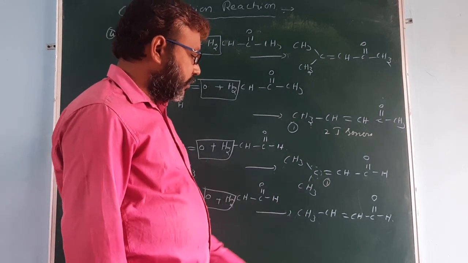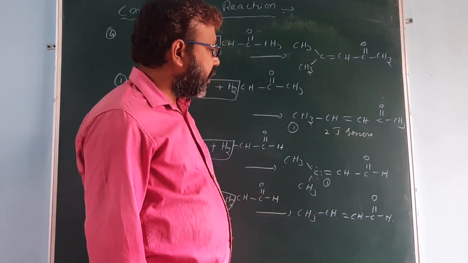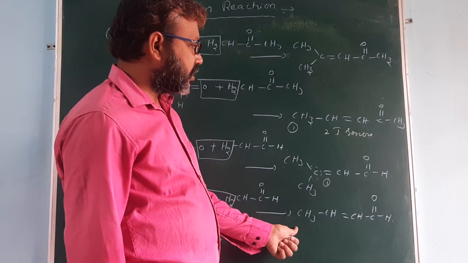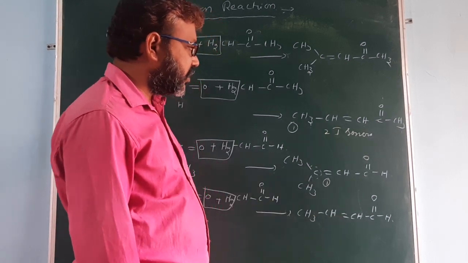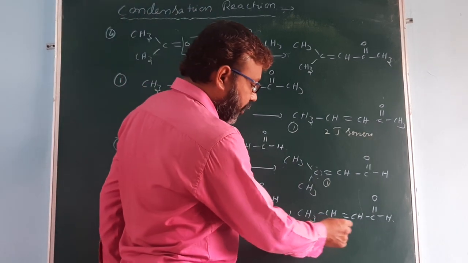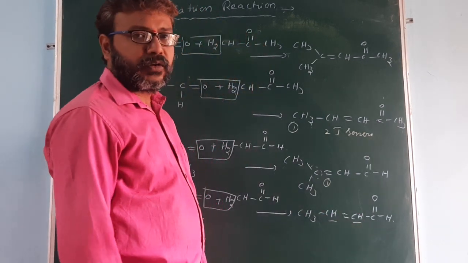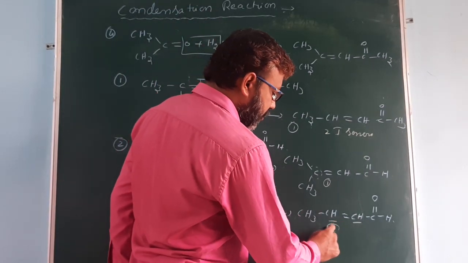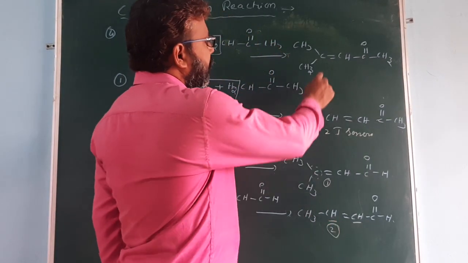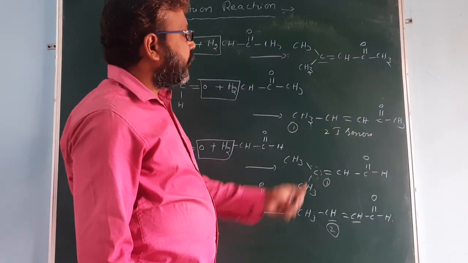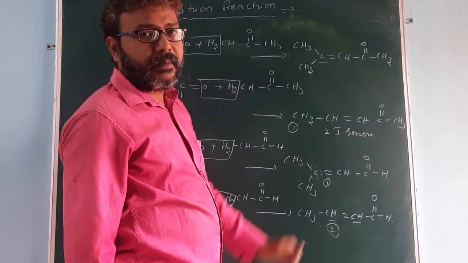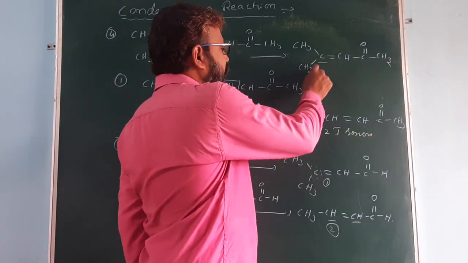In the third one, this compound can exhibit geometrical isomerism, because these 2 carbons are bonded with 2 different groups. Cis and trans isomers. It gives 2 products. So the last one, this carbon is bonded with 2 similar groups. It cannot exhibit geometrical isomerism. Here we get only 1 product.